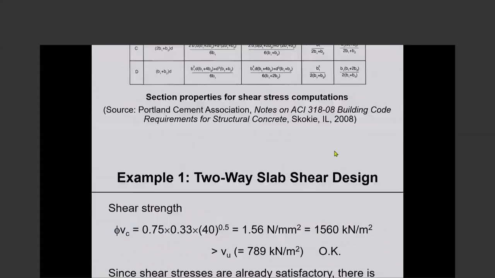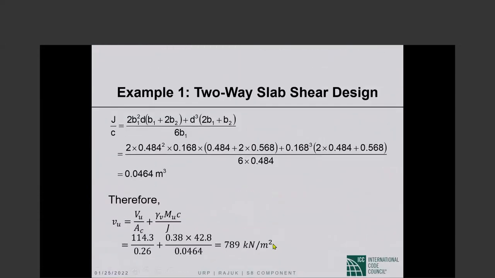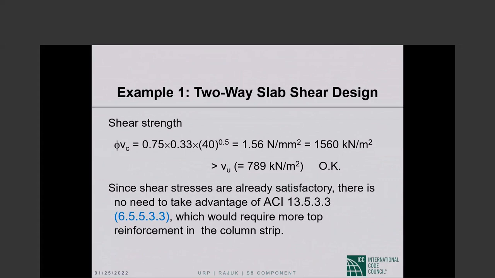No, I'm sorry, this is the strength. The two parts together came out to 789 kilonewton per square meter. The direct shear plus the moment transfer shear, 789 kilonewton per square meter. The punching shear stress that concrete can carry is 4 square root of f sub c prime, reduced by the phi factor, is 1560 kilonewton per square meter. This being larger than that, we are totally fine with respect to punching shear.